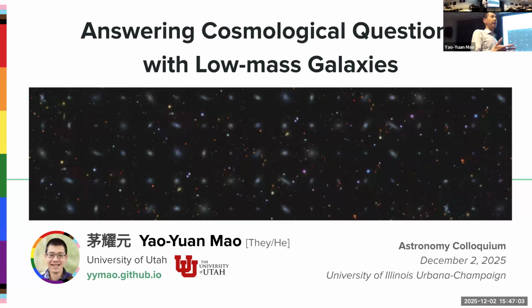Most of my talk will focus on things between 10 to the 5 and 10 to the 8-ish, but it's a wide range of low mass galaxies. I will try to specify whenever I can, but just so you know, whenever I use the term low mass galaxy, this is the kind of range I mean.